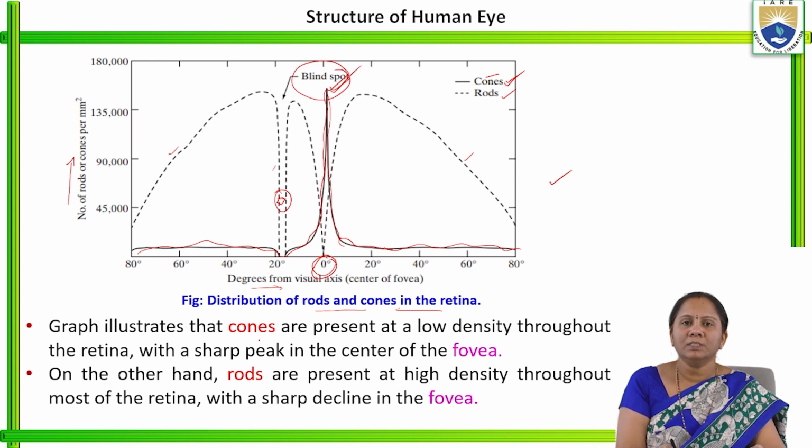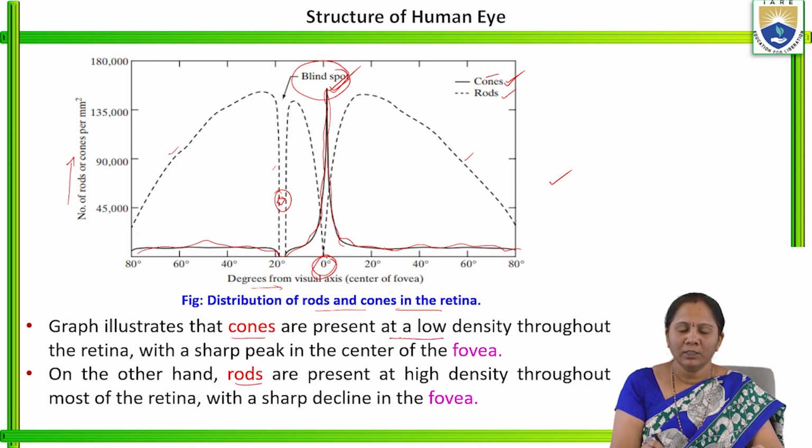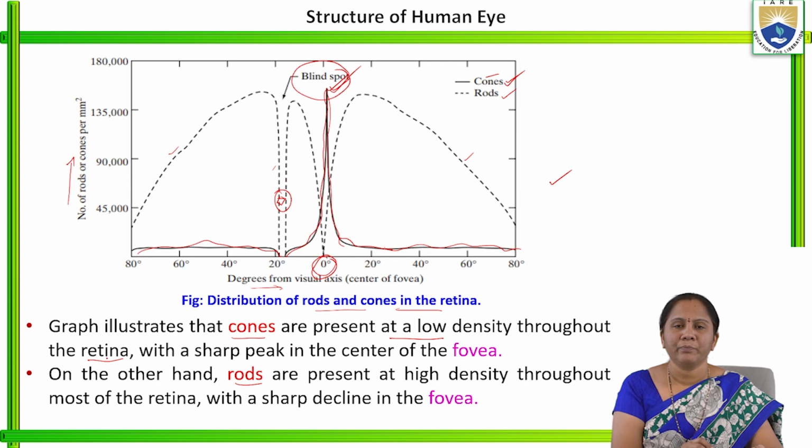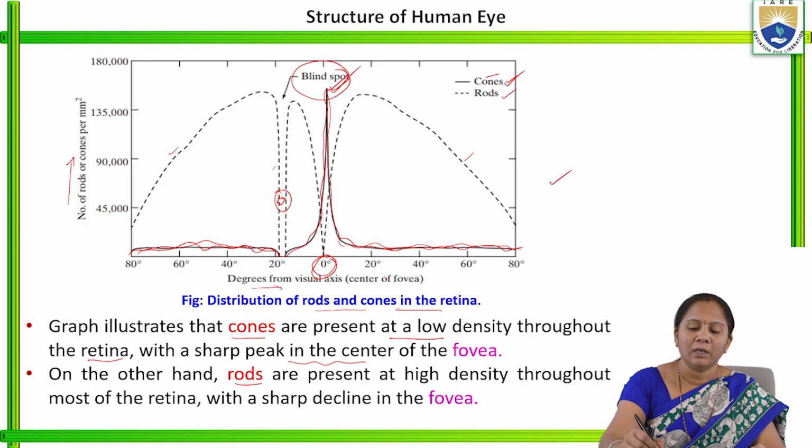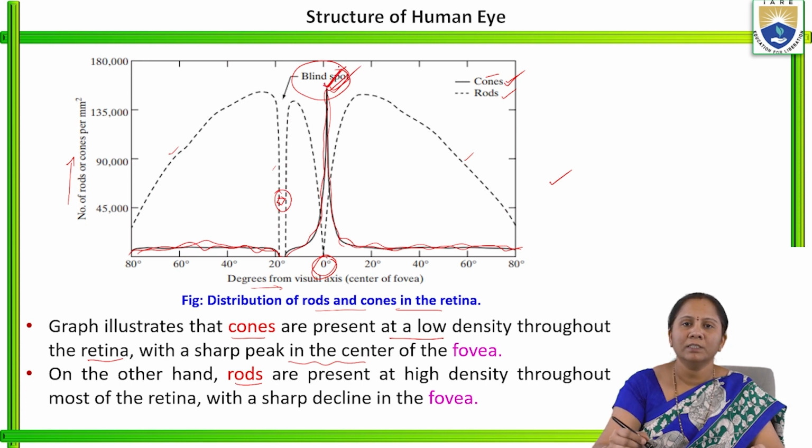Now, what this graph indicates is that cones are present at low density throughout the retina. Here the density of the cones is very low throughout the retina, whereas it is sharp here. In the remaining areas it will be low. At the center of the retina, the intensity will be very high. The center of the retina is called the fovea.